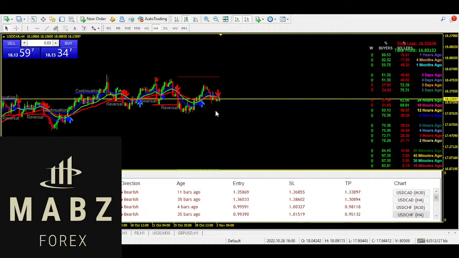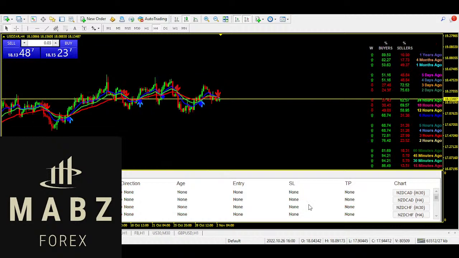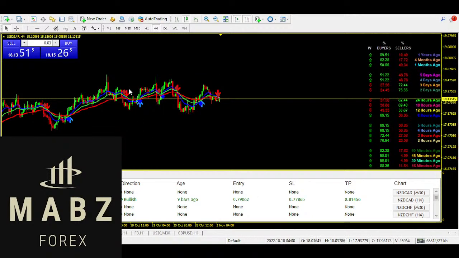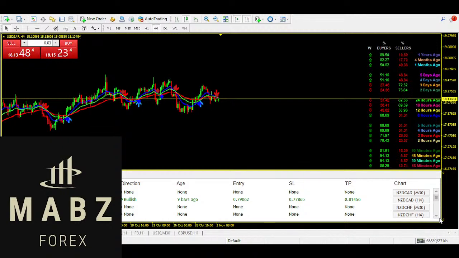All right, and then let's have a look at some NZD pairs real quick. Let's just run through it one time. Okay, let's just wait for it to load. I love trading, guys. Absolutely love trading. So many opportunities out today.